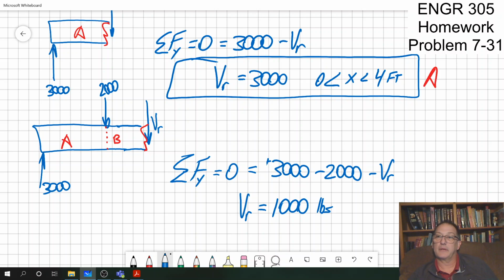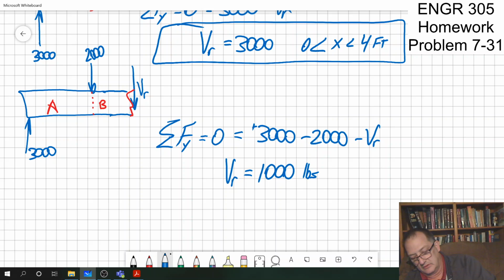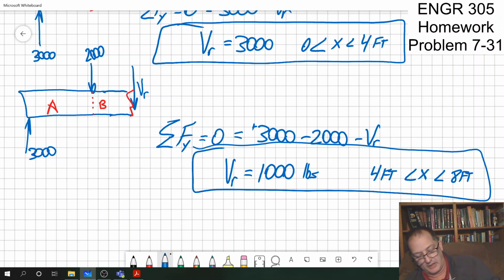VR is equal to 1,000 pounds. Now, that's true. Sorry, I should have put that because that's only for section B, which is now 4 feet x 8 feet, anywhere in those bounds. And that is also just as much a part of my answer as the rest of it.